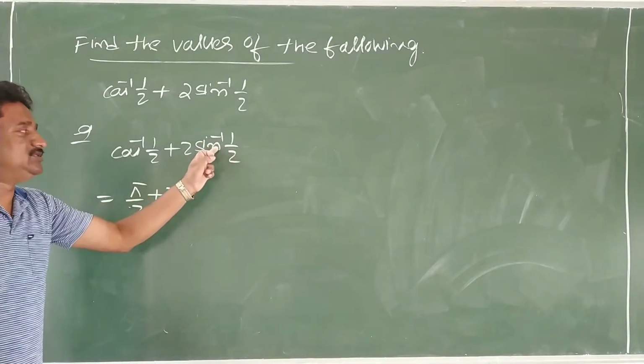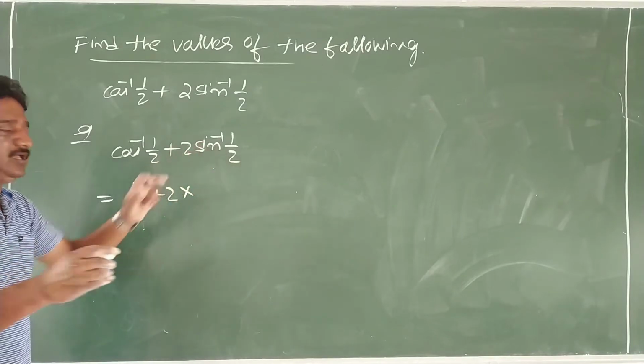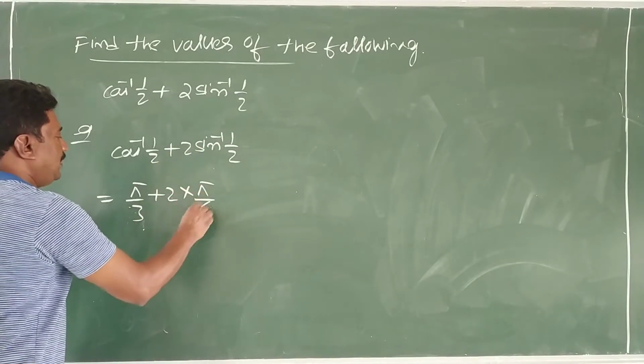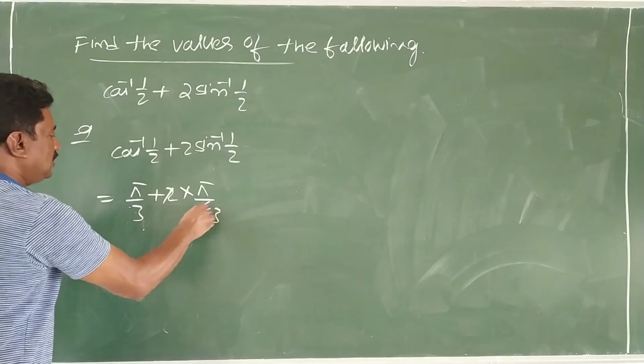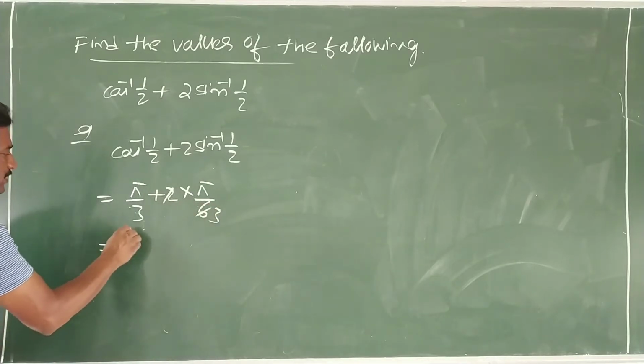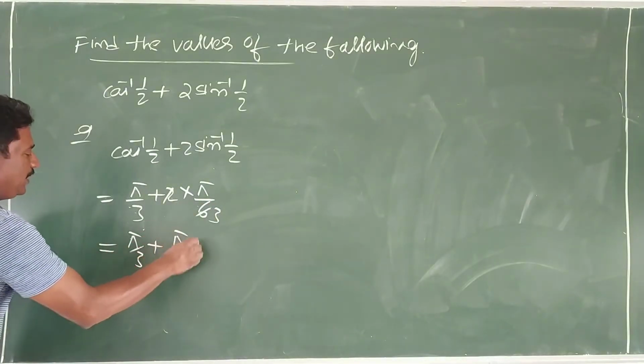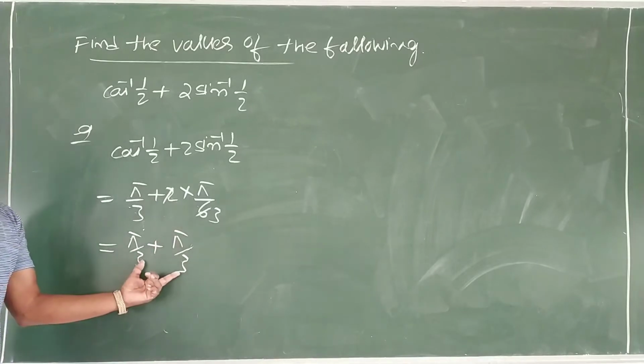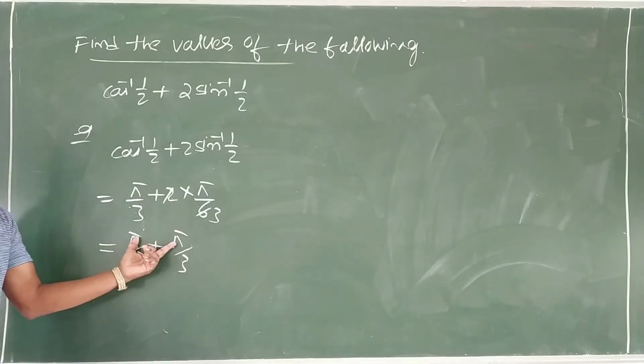So 1 by 2 in sin means 60 or 30? 30, pi by 6. 2 sixes are... pi by 3 plus pi by 3. Same denominators, add the numerators.